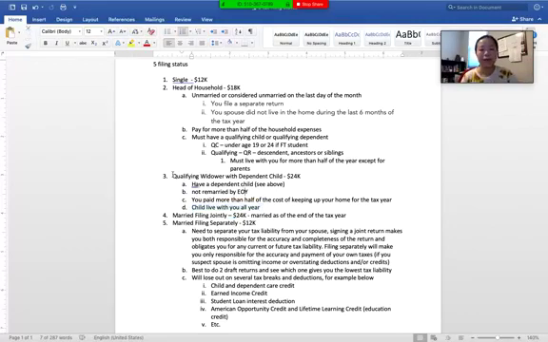Okay, so now if you're not a qualifying widower, you don't have a spouse who passed away, then there's single or head of household. So the more beneficial, of course, is the head of household.